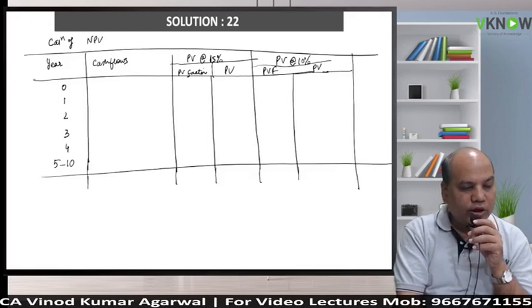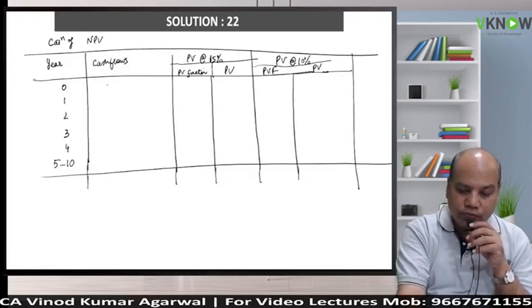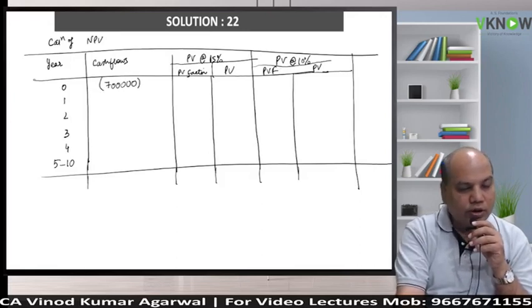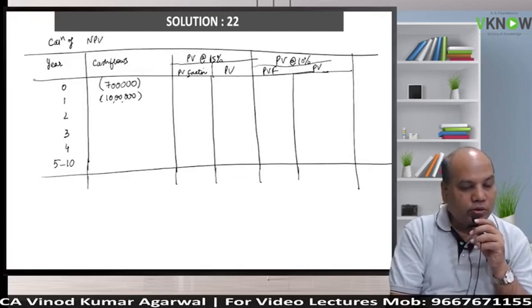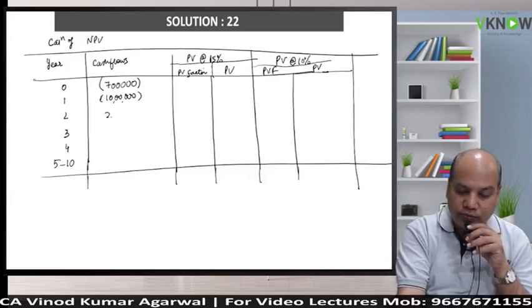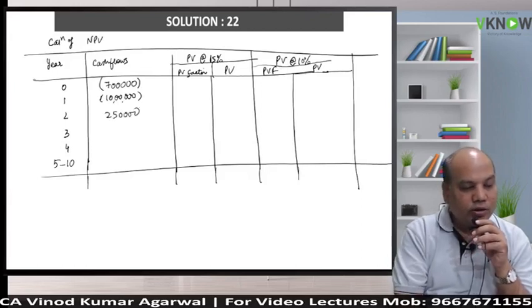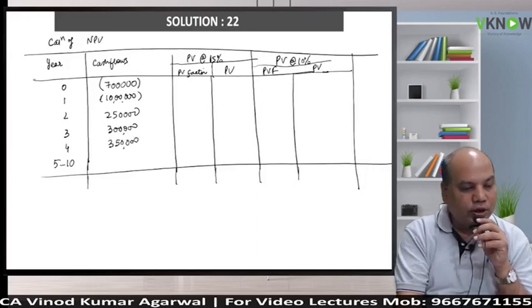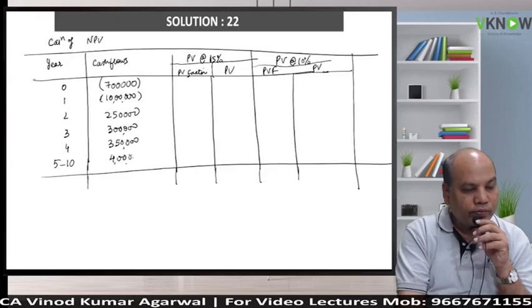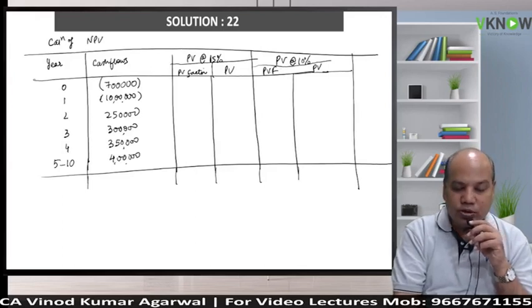So first you have to read the problem carefully. In year 0, how much is your investment? 7 lakh. Year 1, again you have to make an investment of 10 lakh. So this time be careful, you have investment made in year 0 and in year 1. Then after tax cash flow will be 2,50,000 in year 2. Very clearly written. And 3 lakh in year 3. 3,50,000 in year 4 and 4 lakh each year throughout year 10, which means 5 to 10.